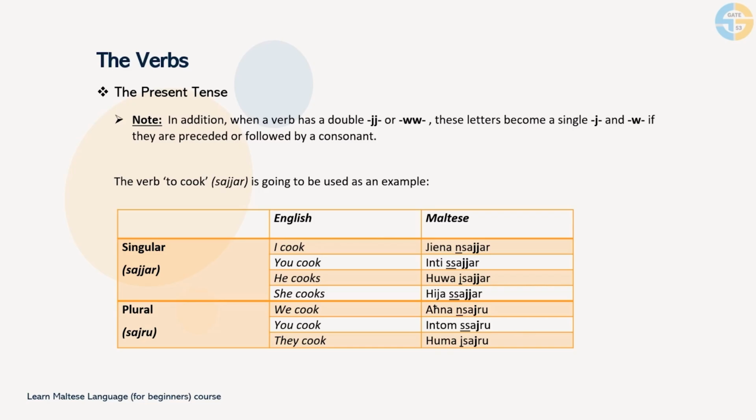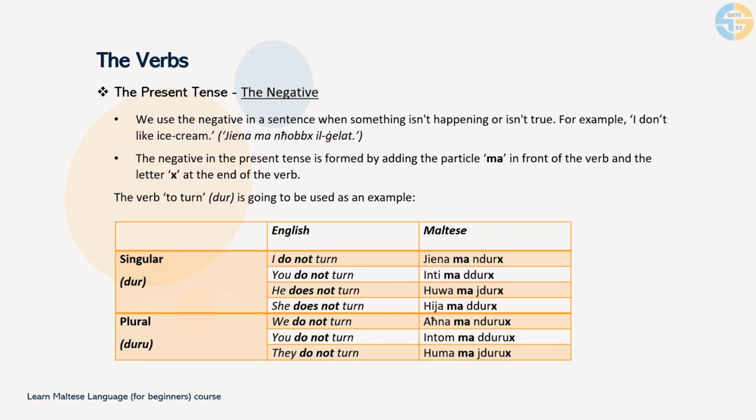Let's look at the present tense, but this time the negative present tense. We use the negative in a sentence when something isn't happening or isn't true. For example, I don't like ice cream. In Maltese we say jiena ma nħobbx il-ġelat.